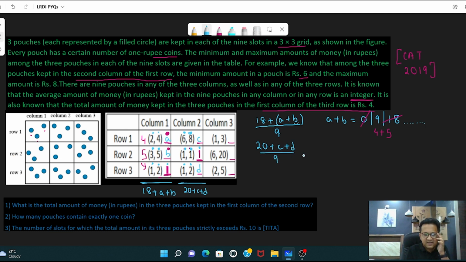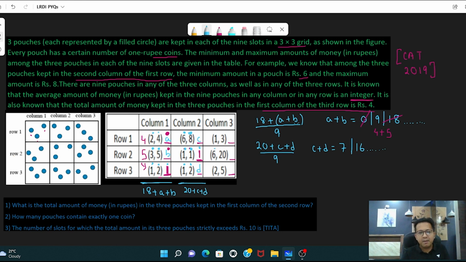So can I say C plus D can be equal to 7? Why? Because if the numerator is 27, then 27 will be divisible by 9, right? Similarly, C plus D can be 7, 16 and so on, for 27 or 36. Let's see which of these are possible. Can C plus D be equal to 7?